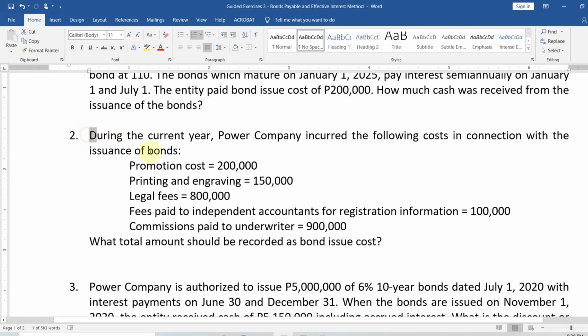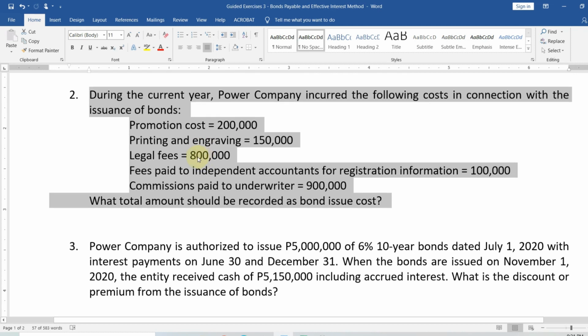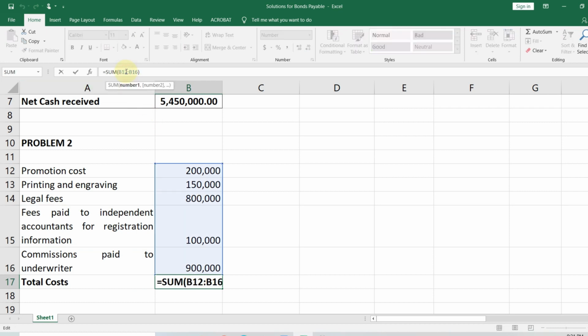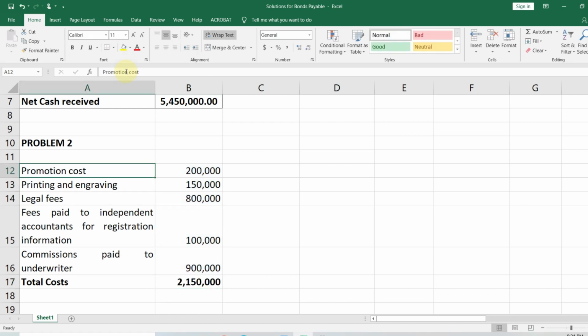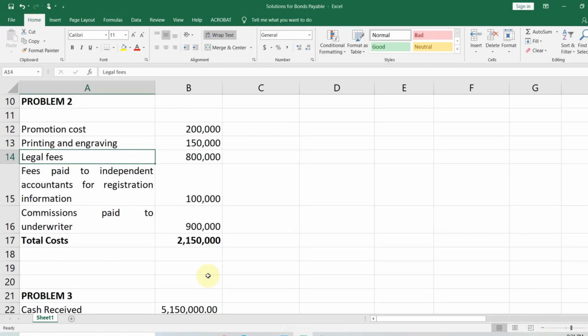You are given the following: promotion cost, printing and engraving, legal fees, fees paid to independent accountants for registration information, commissions paid to underwriter. What total amount should be recorded as bond issue cost? Actually, all of them are directly attributable to the issuance of the bonds. So, all are bond issue cost. That's 2,150,000 when you add them. Let's look again: incurred the following costs in connection with the issuance of bonds. So, all of those are bond issue costs.